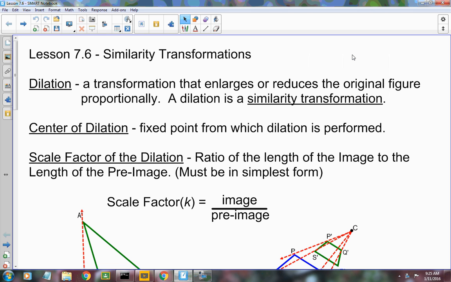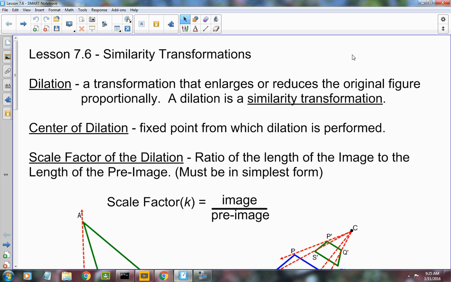Okay, so we're going to talk about similarity transformations today. You guys have talked about congruence transformations before. That's like your flip, your rotate, or your turn, and your slide, or the translation. We've not really talked about those in here yet, but we will. Those are all congruence transformations.